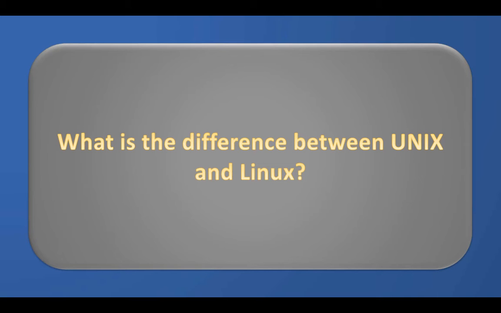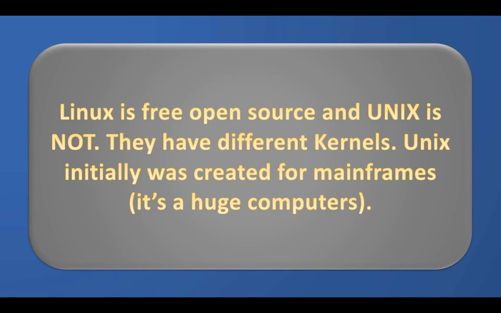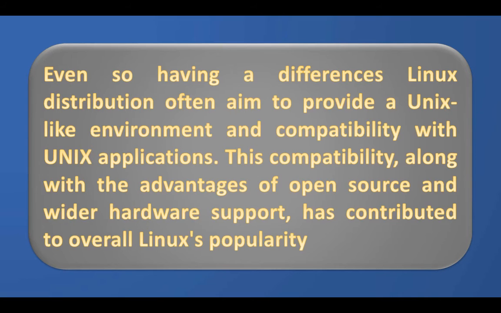What is the difference between Unix and Linux? Linux is free and open source, and Unix is not. They have different kernels. Unix was initially created for mainframes, which are huge computers. Even so, having these differences, Linux distributions often aim to provide a Unix-like environment and compatibility with Unix applications. This compatibility, along with the advantages of open source and wide hardware support, has contributed to overall Linux popularity.